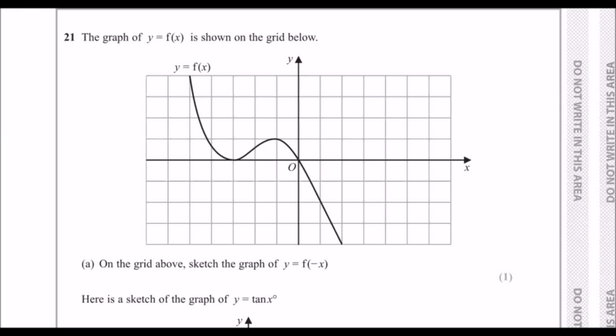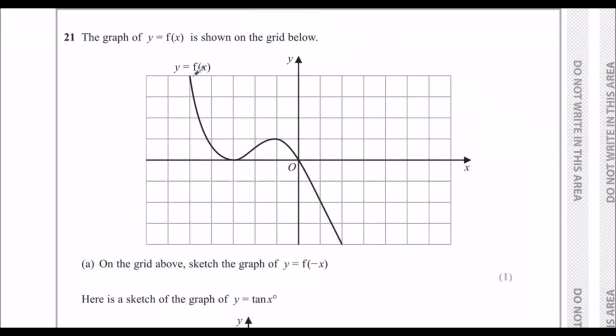Question 21. The graph of y equals f of x is shown on the grid below. On the grid above, sketch the graph of y equals f of minus x. So f of minus x, the change is inside the bracket, the minus is inside the bracket. It changes all the positive x's to negative x's, and all the negative x's into positive x's.